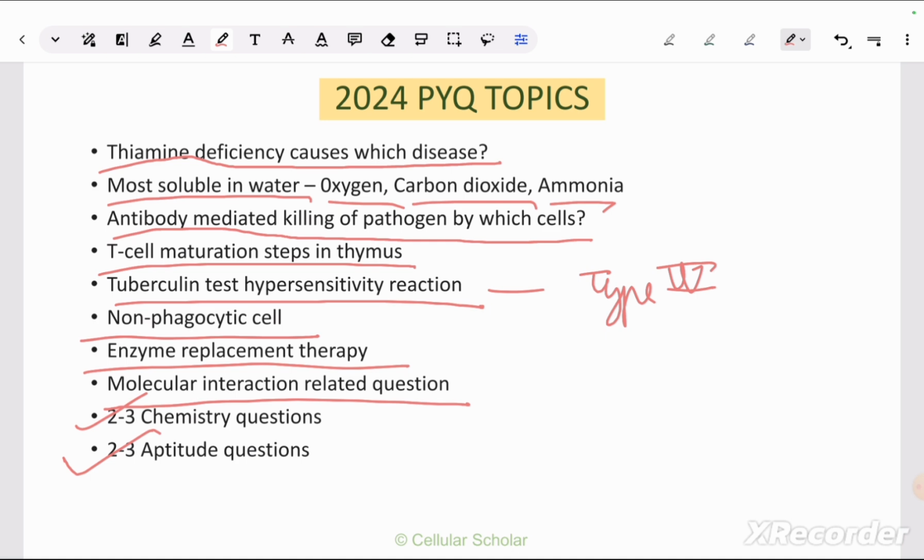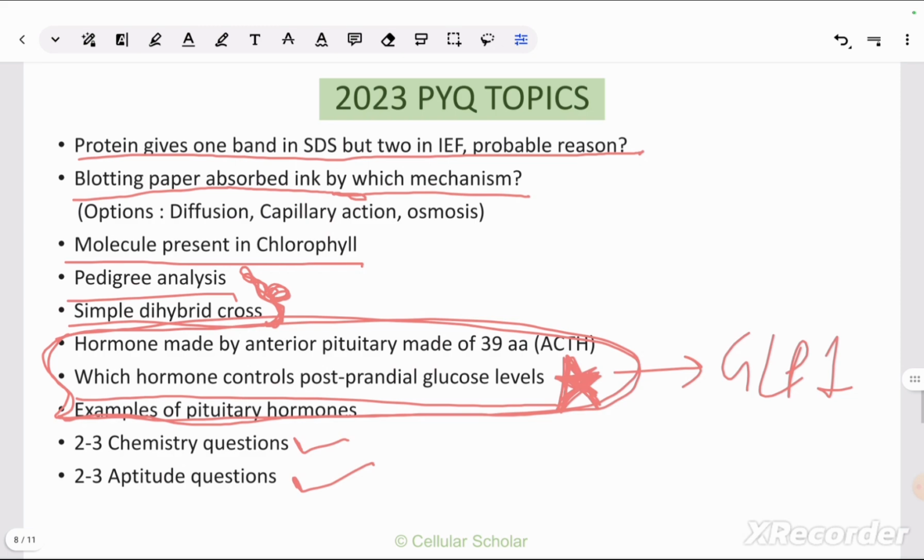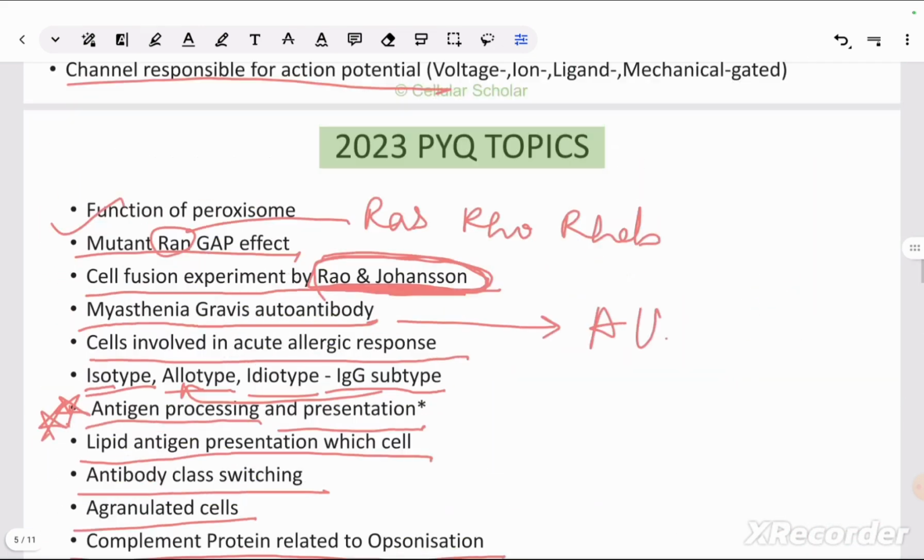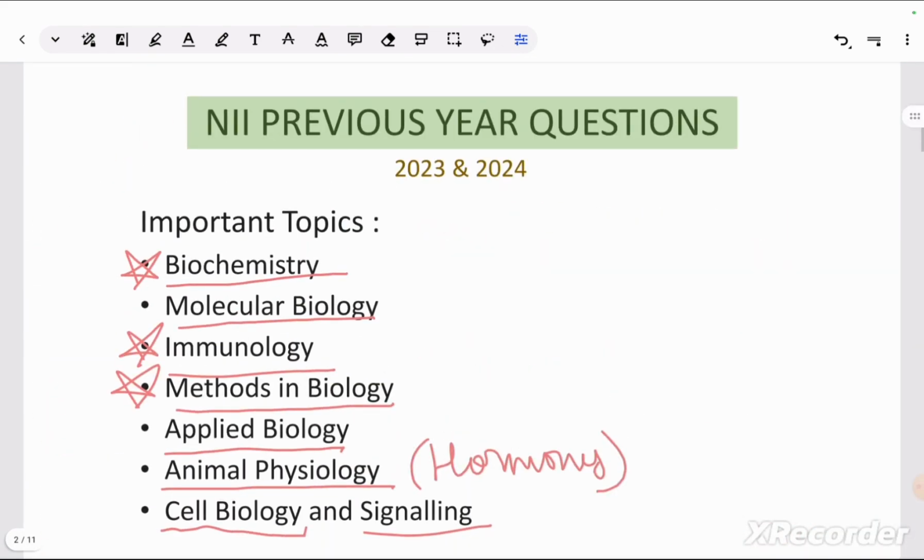So take a screenshot from this video and try to read all these topics at least, and focus mainly on biochemistry, immunology and techniques. And if you have the time, read molecular biology as well as cell biology and see at least the hormones part. If you do only this much of topics, you might be able to score very well in this upcoming exam.